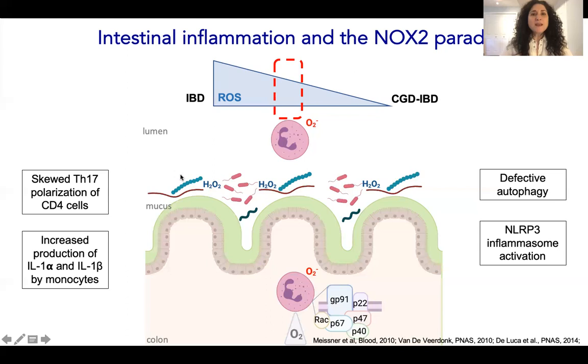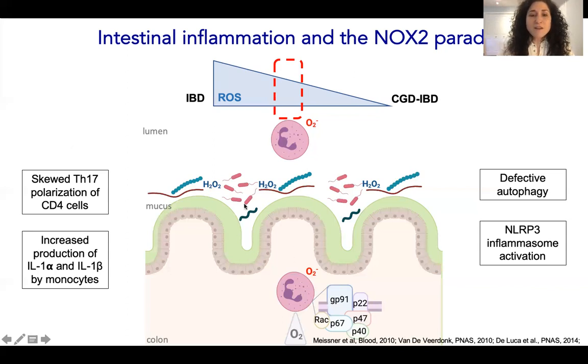Now, when we think of this inflammatory dysregulation in the context of NOX2 defects, in the context of low ROS levels, presumably, we know that there are other contributing factors, at least based on studies that were done in peripheral blood cells. Certainly, there is skewed Th17 polarization of CD4 cells, increased production of IL-1 alpha and IL-1 beta by monocytes. We know that there's also defective autophagy and increased NLRP3 inflammasome activation.